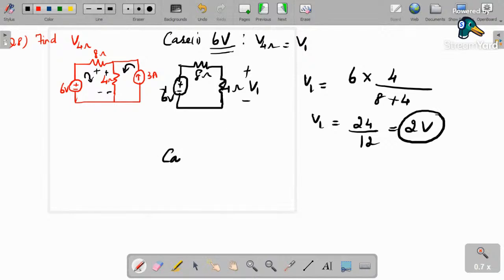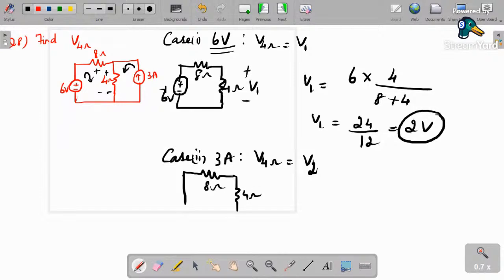Now case 2, which is with the 3 ampere source. The voltage we get across the 4 ohm, I assume it as V2. Now we short circuit all the voltage sources. So this is 8 ohm and this is 4 ohm, and we have a current source of 3 ampere.